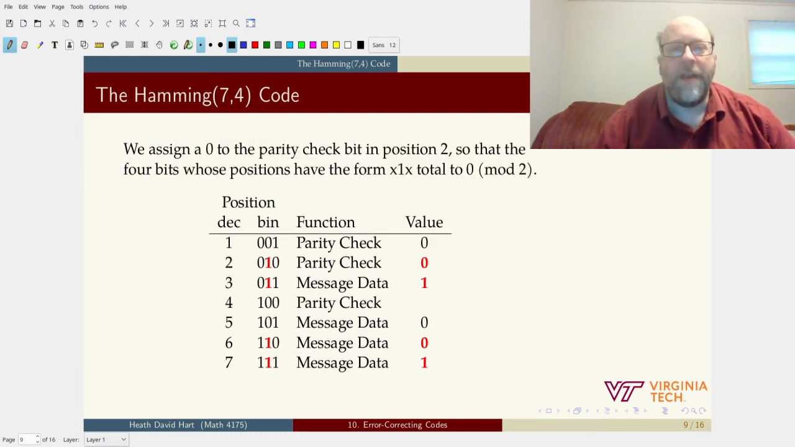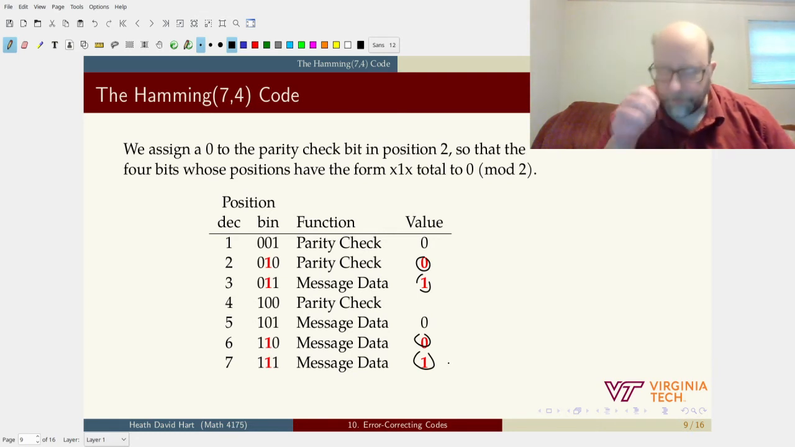2 has a 1 in its middle position. And if we look at all of the values that have a 1 in the middle position, that's 2, 3, 6, and 7. I want those to be 0 mod 2. So I already have a 1 and a 0 and a 1. And so I need this to be a 0 so that I have an even number of 1s and an even number of 0s. Okay.